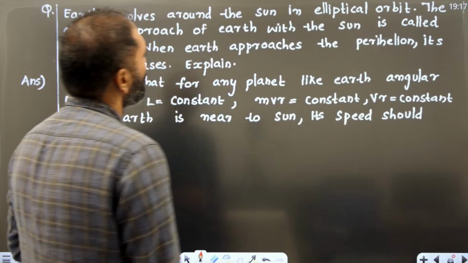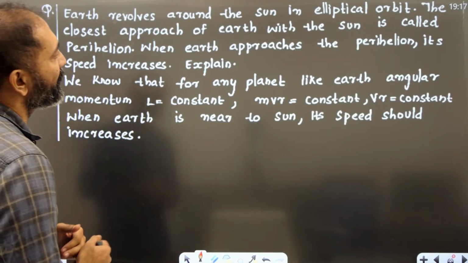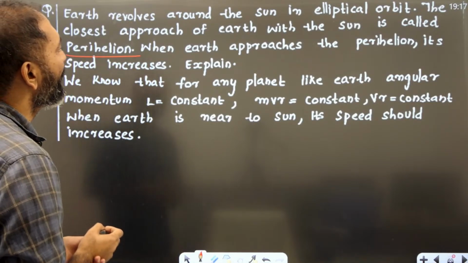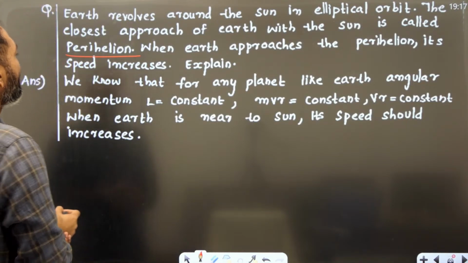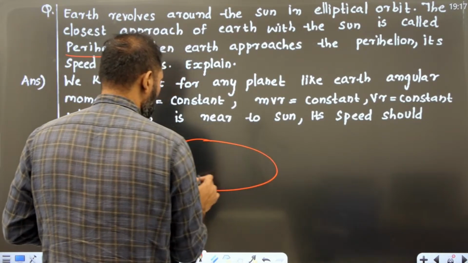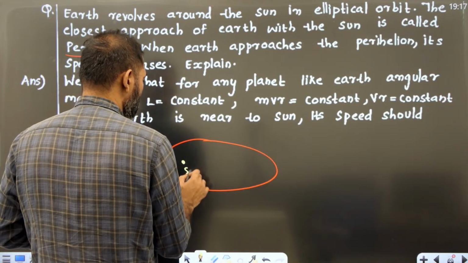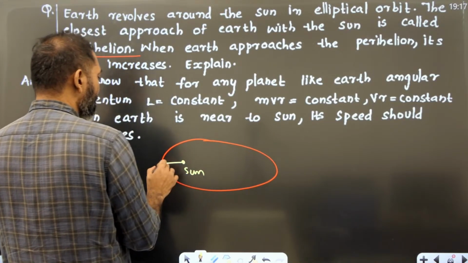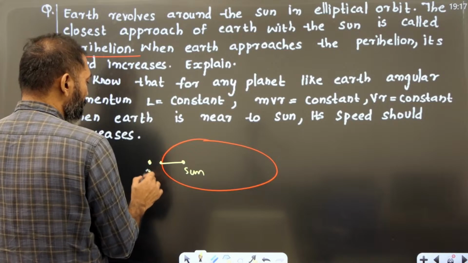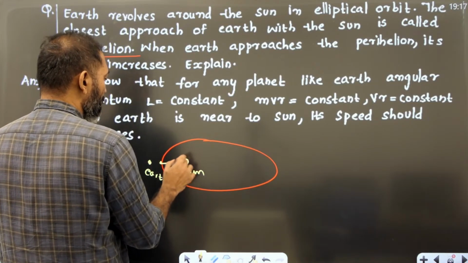Earth revolves around the sun in an elliptical orbit. The closest approach of Earth with the sun is called perihelion. That is just for information. When Earth approaches the perihelion, its speed increases. Why? That I can explain. Suppose this is the sun, and this is perihelion. Why perihelion? Because Earth is closer to the sun.